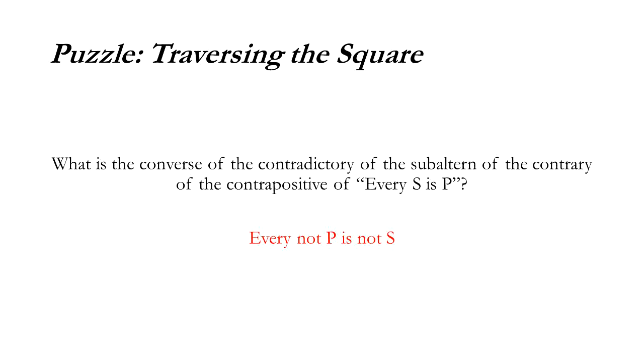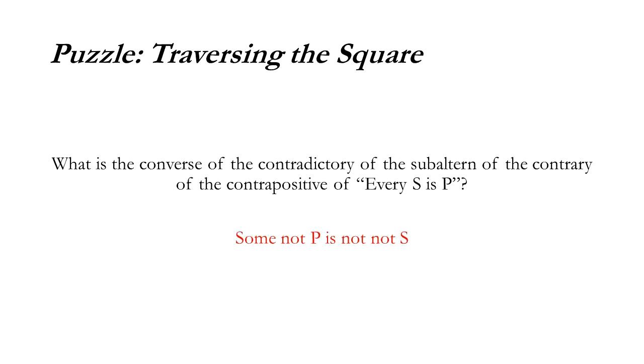All right. Moving on. Got to go to the contrary. Remember what the contrary was? I'll let you fill that in. And if that wasn't obvious to you, look at your square and think about it. This is the contrary of what we just had. So no not P is not S. Okay. Now keep going. Subaltern. What's the subaltern of this? Some not P is not S.